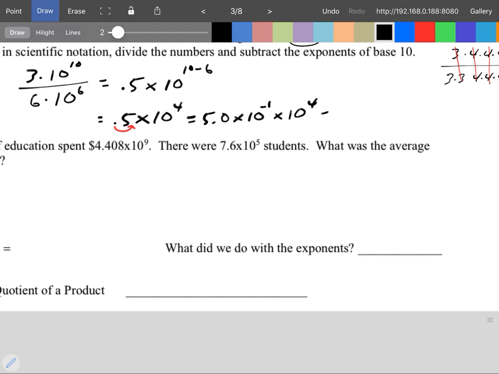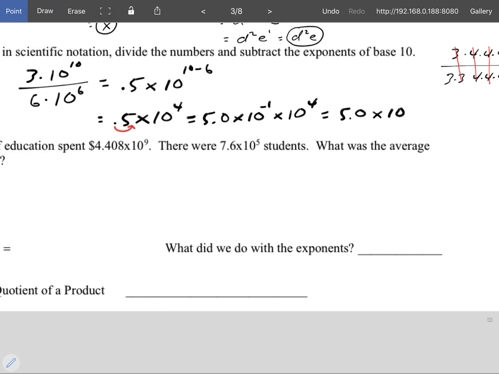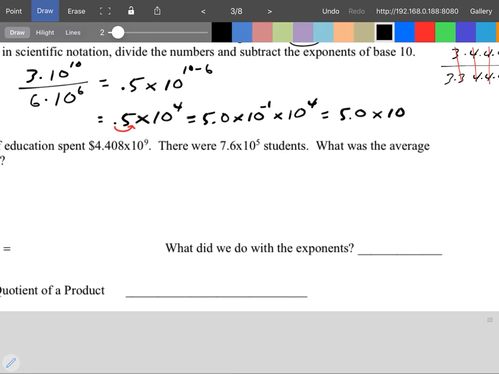Well, now to get a final answer on this one, let me slide over here a little bit. So to get a final answer, I've got 5.0 times 10 to the, well, now you use the rule from yesterday. Okay? If you're multiplying with like bases of 10, then you add these powers. So that's just negative 1 plus 4, so that's going to be to the 3rd power.